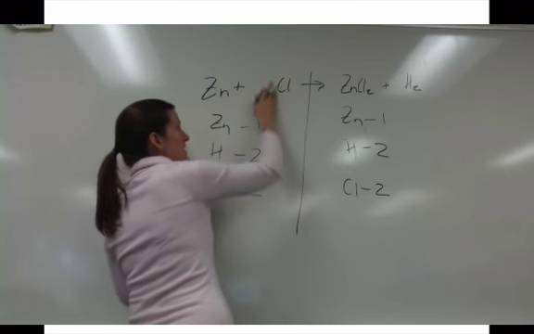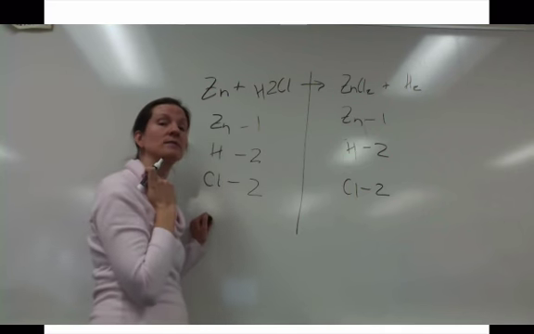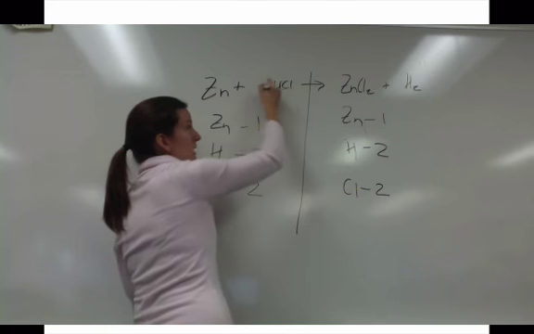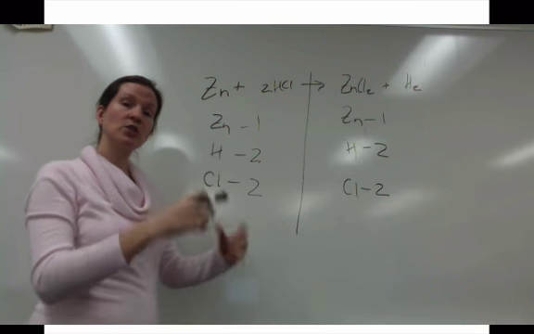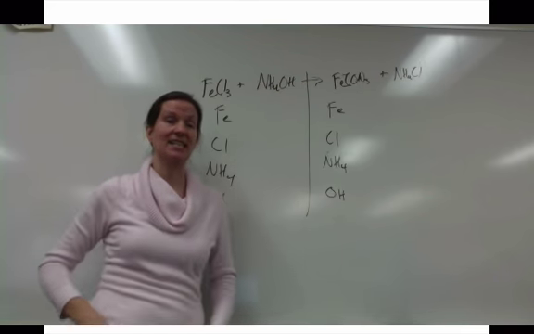You also can't place a coefficient in the middle of the compound. Okay, that's just wrong. You're messing with your chemical formula. You can never mess with your chemical formula. All you can do is add a number in front that tells you the relative proportions of how these things are reacting. Here we go with the next example.